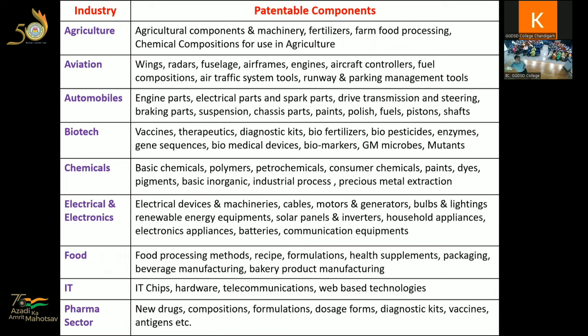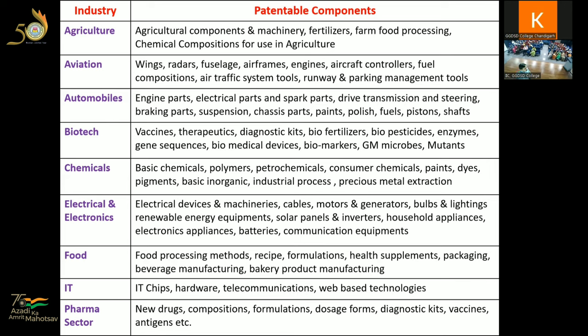Anything which you are able to develop with respect to these aspects, like in case of aviation, the wings, the radars, air frames, engines, aircraft controllers. Now, these are the different aspects. On all these aspects, if you are able to innovate something new, that can be protected.